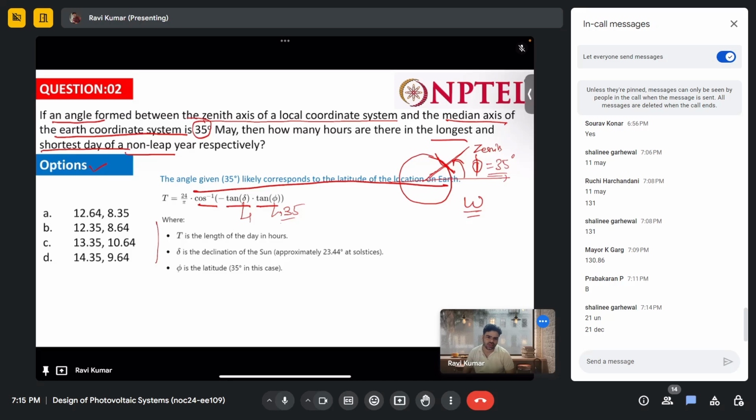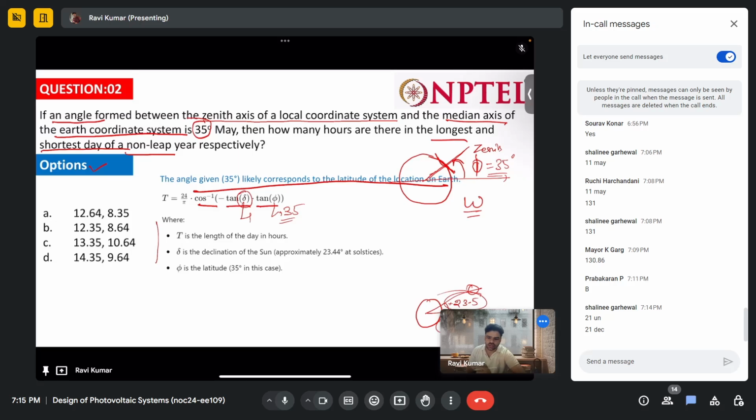So it means there are two conditions. One is summer solstice and another is winter solstice. And what is this delta at summer solstice and winter solstice? It will be maximum. So it will be like this. If we are having Earth, Sun here, this is our equatorial plane. So it will be 23.5 positive, 23.5 negative. So longest, shortest.